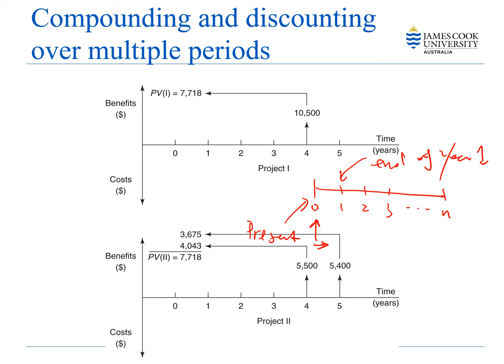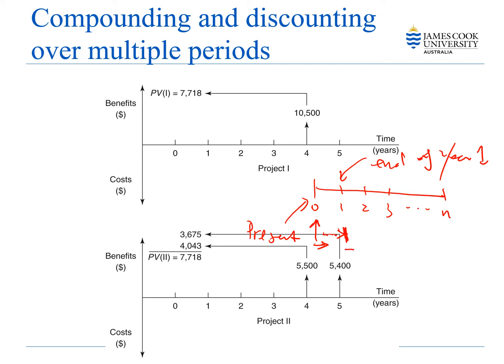Okay, so this 0 here represents present time, but also the beginning of year 1. Then I keep going until I reach 1, tick 1. Then that's end of year 1. Okay, so this tick 1 here represents the end of year 1.